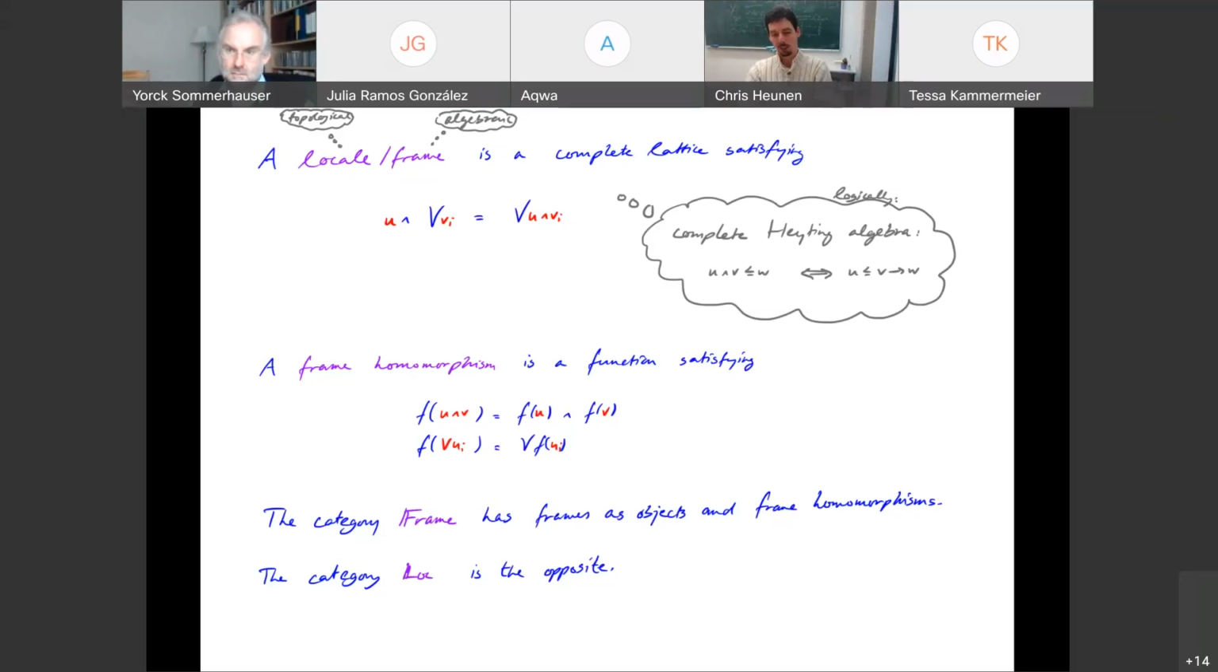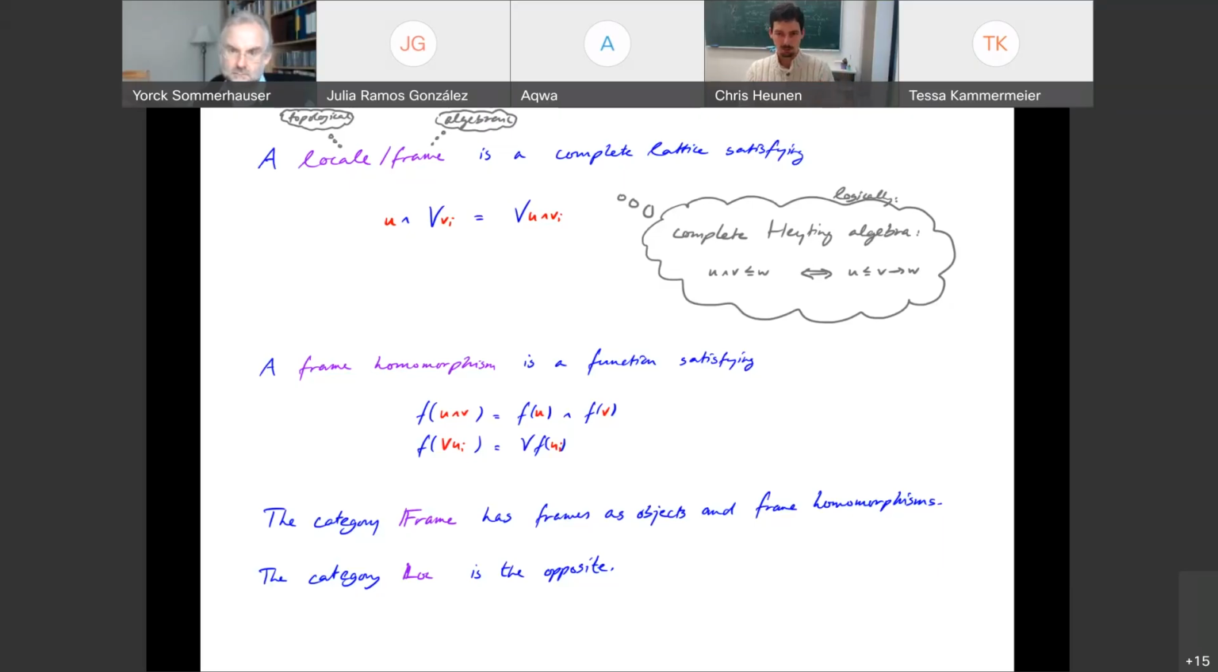You can take the opposite category of that, and we'll call it locales. So the objects are locales, and a map from one locale to another is a frame homomorphism in the other direction. Cool. You can also take complete Boolean algebra morphisms if you like, and you will get a sort of logical category, but let's forget about that for now.